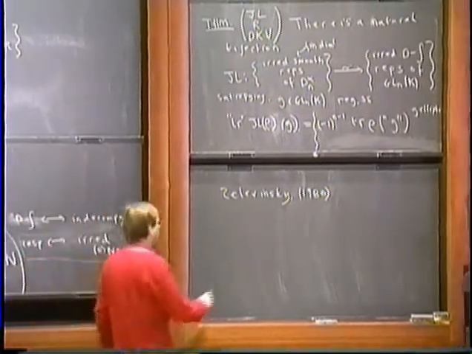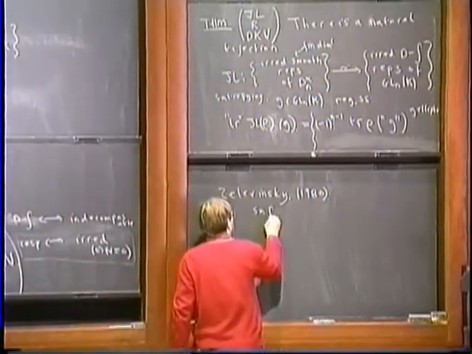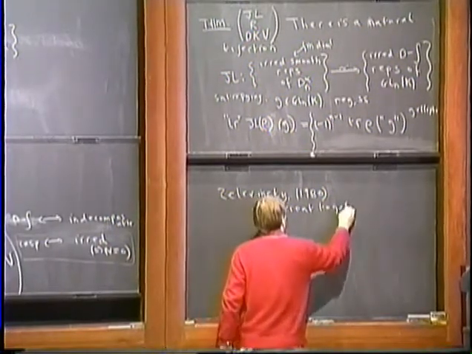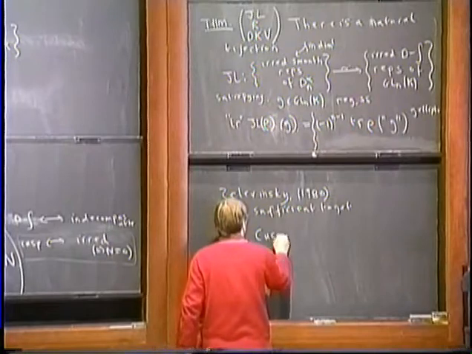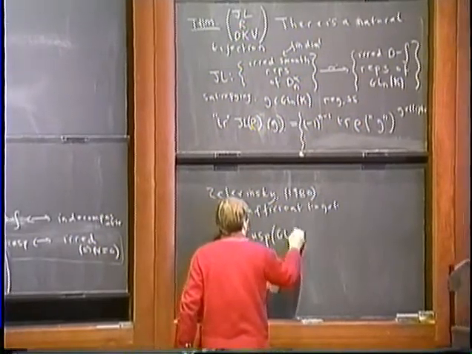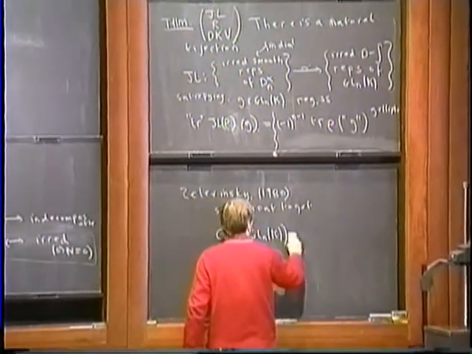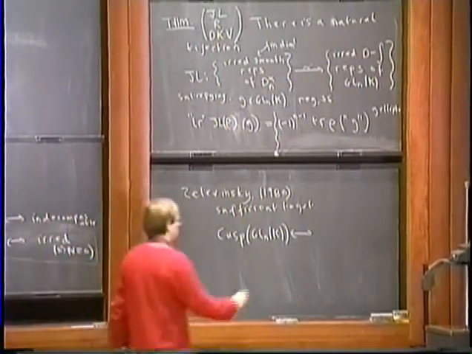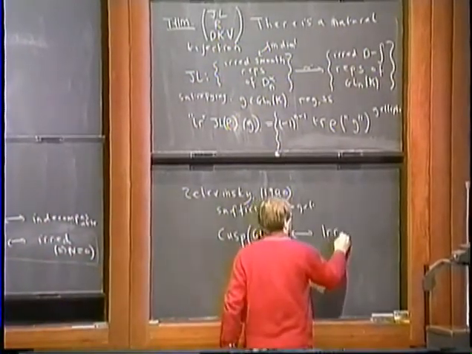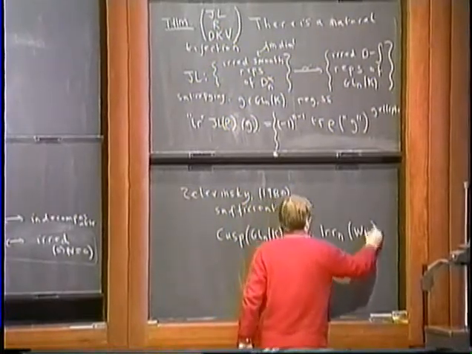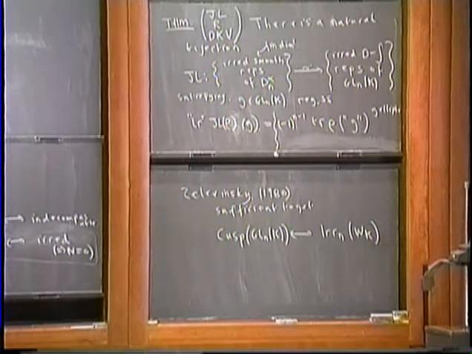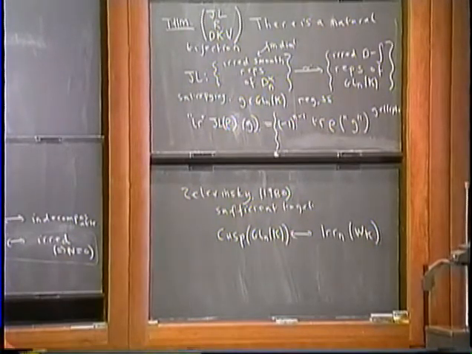So the key case sufficient is to get a correspondence between the irreducible cuspidal representations of GLN of K and the irreducible n-dimensional representations of the Weil group. You can forget that capital N, that nilpotent matrix that came in.